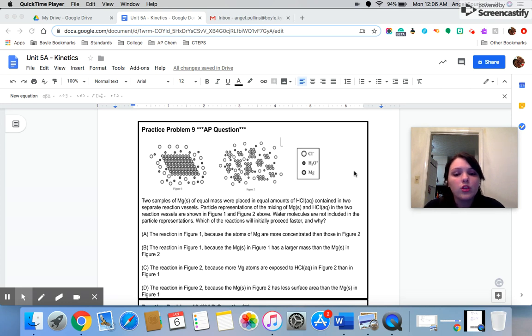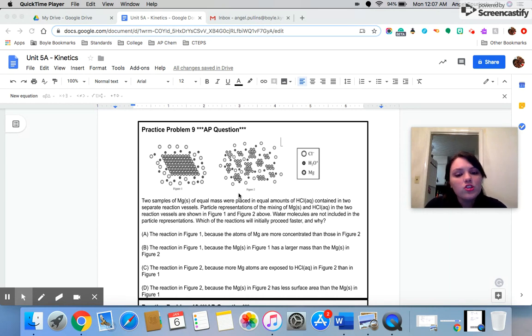The reaction in figure 1, because the atoms of magnesium are more concentrated than those in figure 2. Well, that's not really what's happening here. What this means is that they're in one big solid piece of magnesium, while over here they're all spread out in little pieces of magnesium. So it's not that they're more concentrated, it's that they're in a bigger piece, right?